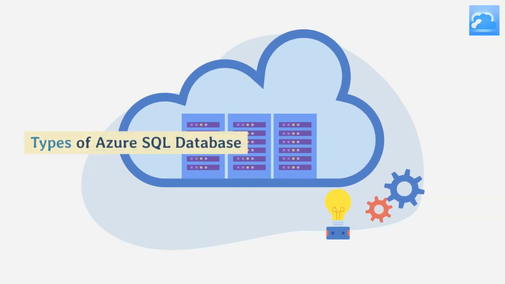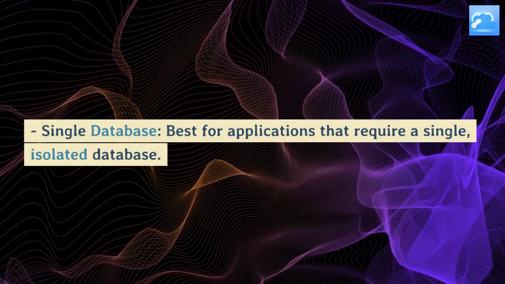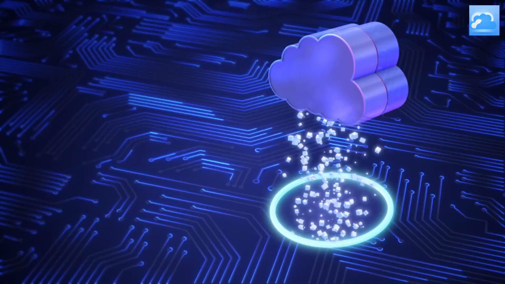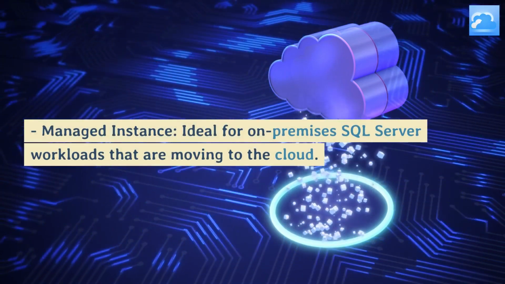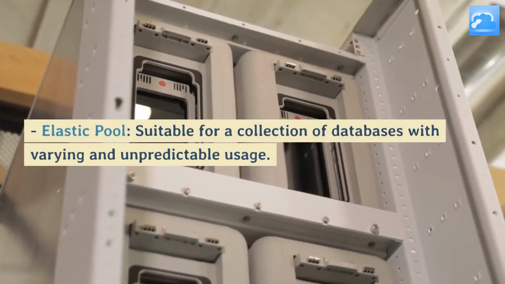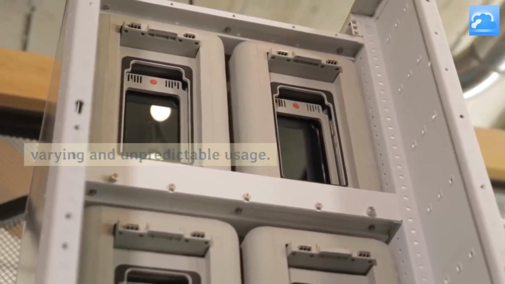Types of Azure SQL Database. Single database, best for applications that require a single, isolated database. Managed instance, ideal for on-premises SQL Server workloads that are moving to the cloud. Elastic pool, suitable for a collection of databases with varying and unpredictable usage.